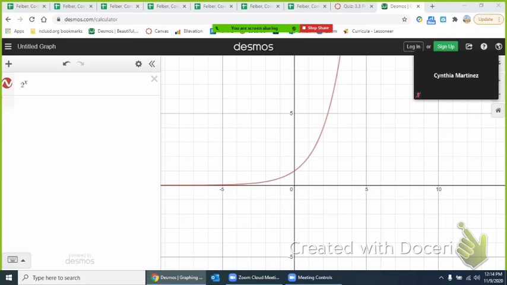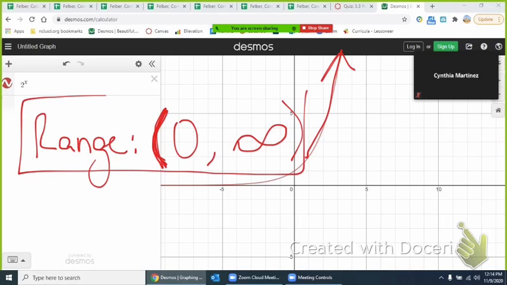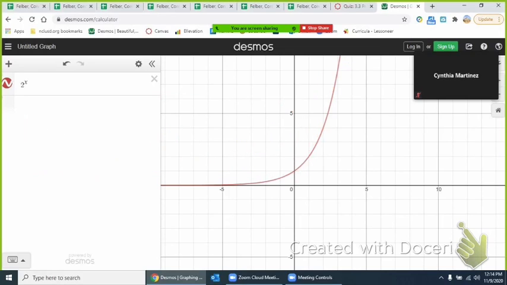So the range of this, you guys just told me the lowest it goes is zero, even though it never gets there. That's why we put the parentheses. And then the highest it goes, if we keep multiplying, is obviously going to be infinity. So this is what the range of exponential functions are. It's always infinity on one side and then zero on the other.